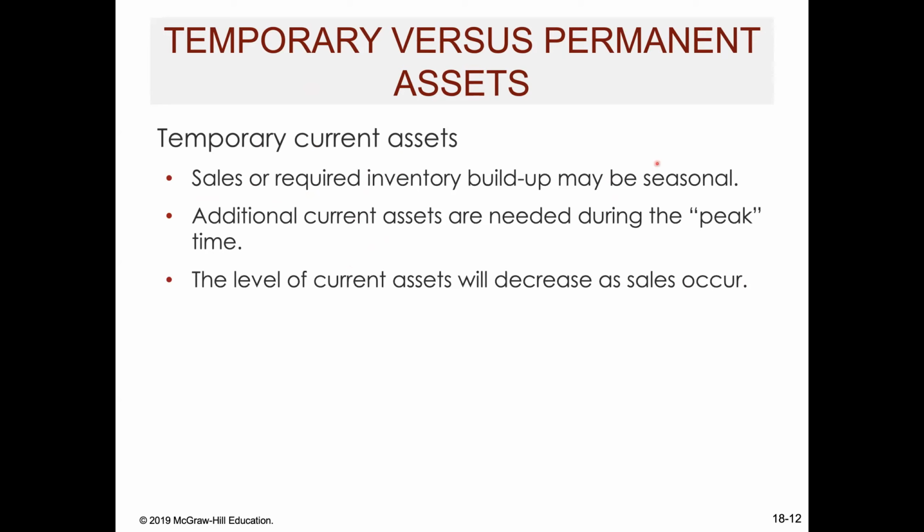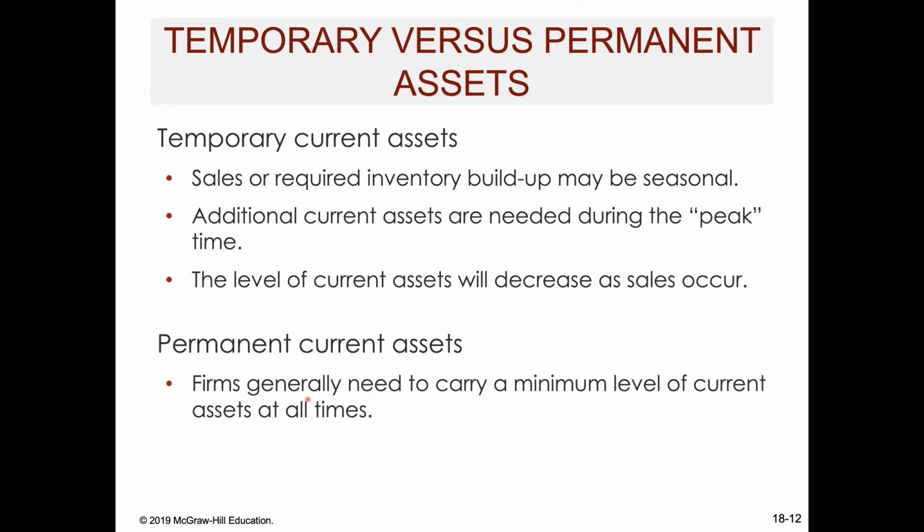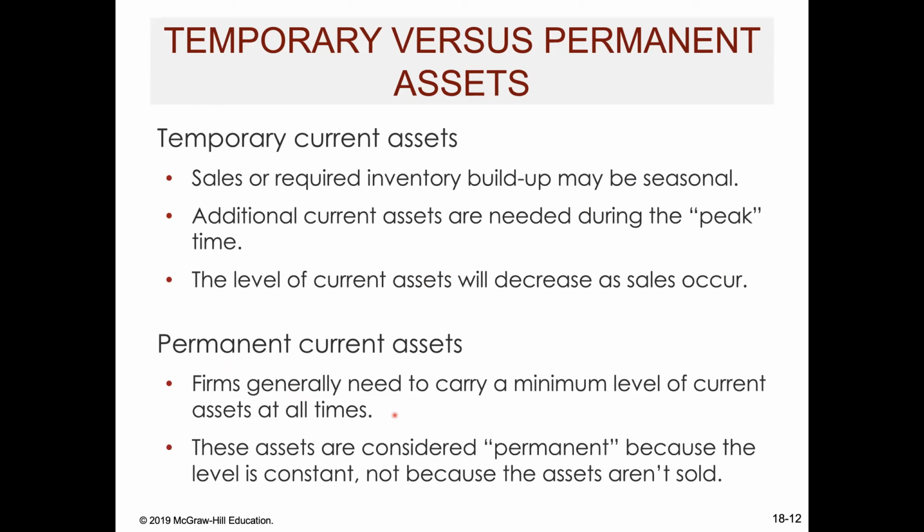So we expect a certain level of sales up here, and as we approach that level of sales, our current assets level will start to be used up. And we'll show you a diagram of how that is done. On the other hand, we've got permanent current assets. Firms generally need to carry a minimum level of current assets at all times.